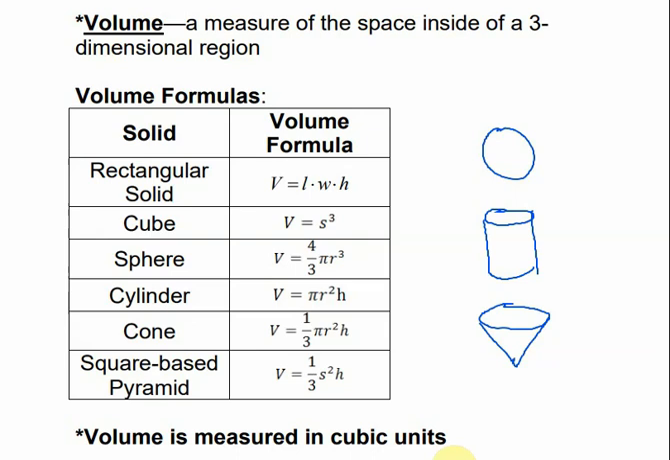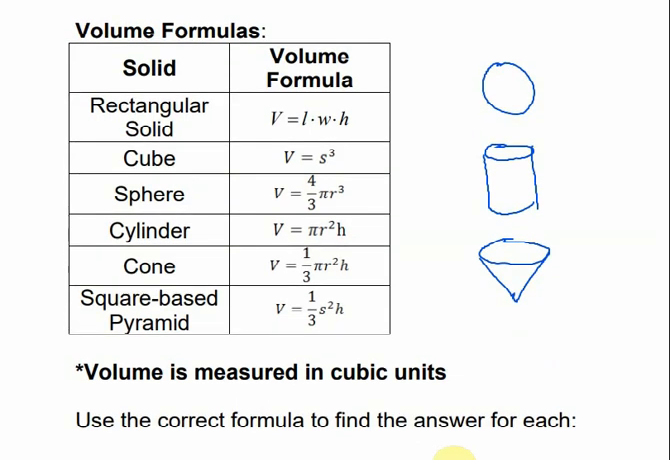Again, you don't need to memorize these, you just need to know how to use them if they're given to you. Now, volume is measured in cubic units. So instead of just the unit for perimeter or the unit squared for area, this is the unit cubed. So feet cubed, inches cubed, meters cubed, and so on. Or cubic feet, cubic inches, or cubic meters.